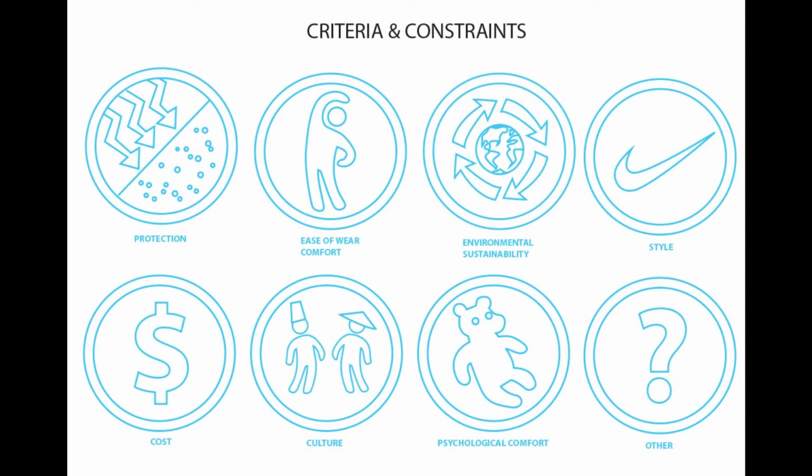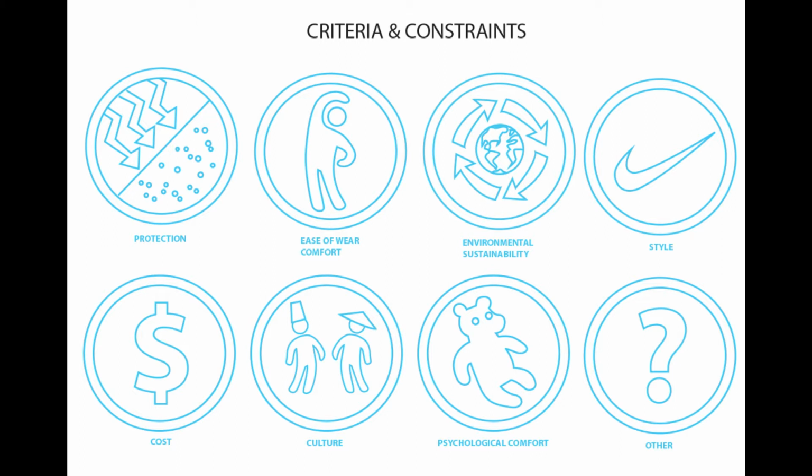In this image, we have some graphics representing criteria and constraints. If we look at the top row, we can think of these as some general criteria for well-designed PPE, regardless of the situation. So criteria, it's going to need to be protective. It's going to need to be easy to wear and when in use. Ideally, it's going to be environmentally sustainable and have style that is appealing to the user.